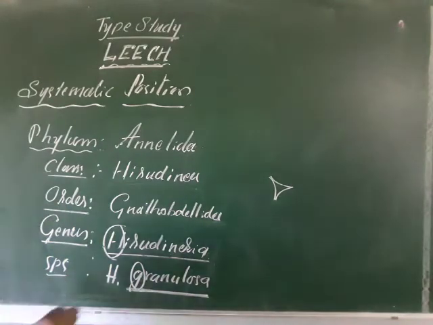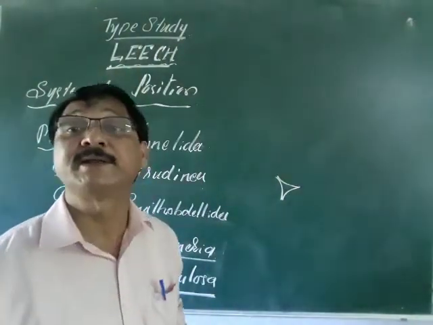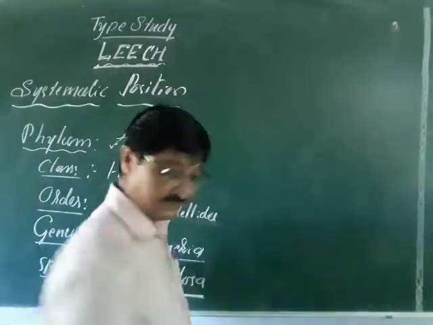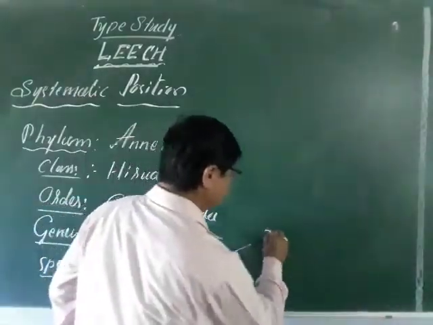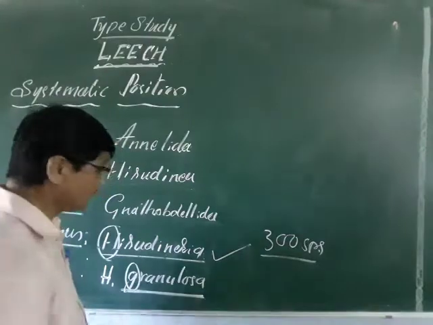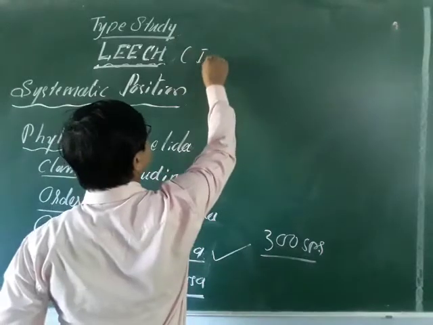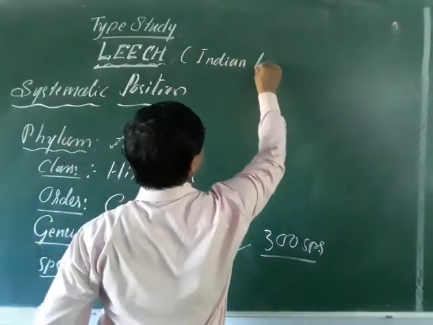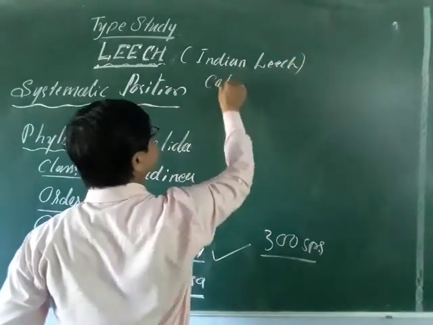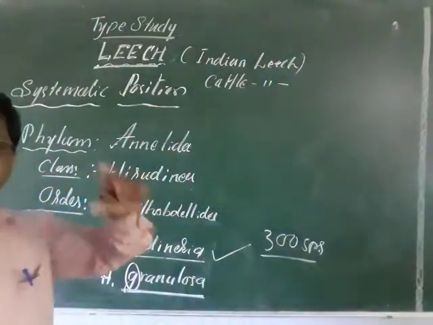So here, for Hirudinea granulosa, there are roundabout more than 300 species in Hirudinea. And Hirudinea granulosa is called the Indian leech. It is also called the cattle leech, meaning a little bit big in size.